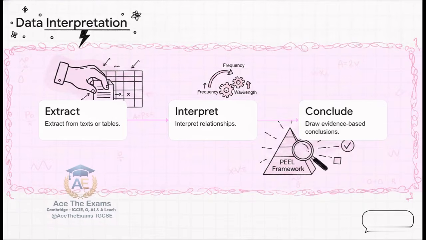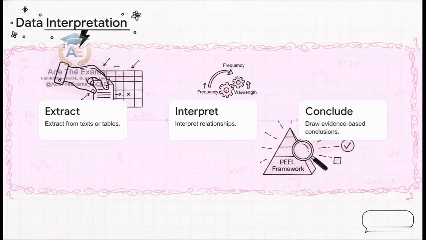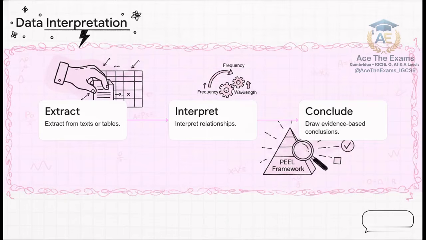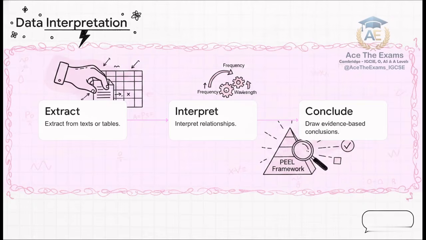Step 1. Extract from texts or tables. When you are given a complex scenario or a dense data table, literally pull the specific data points out and write them down on your paper. Show the examiner you found the needle in the haystack. Step 2. Interpret the relationships. If the table shows frequency increasing, explicitly state the causal relationship to wavelength or energy. Don't leave it in your head.